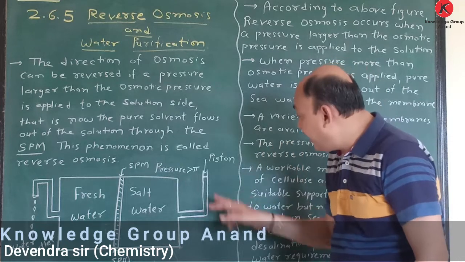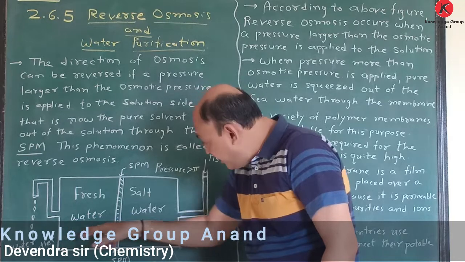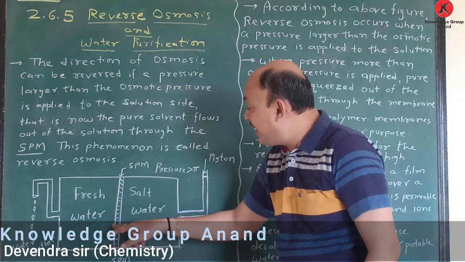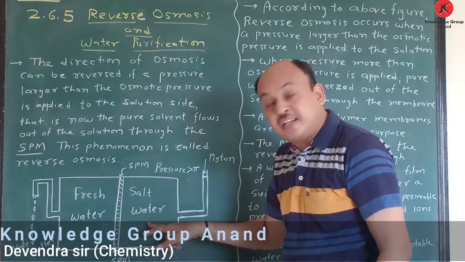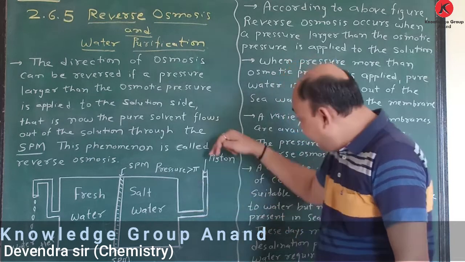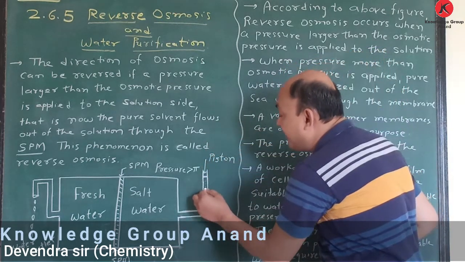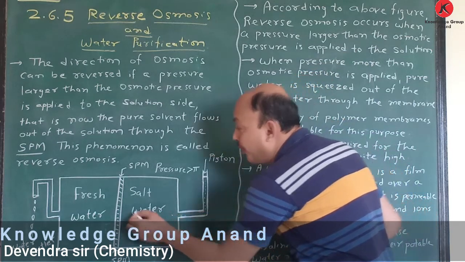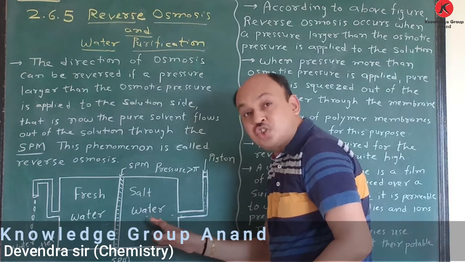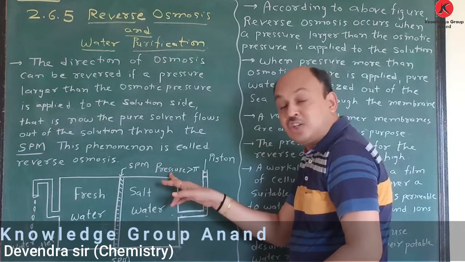Just to understand once again, osmosis is nothing but fresh water being converted into salt water. That means fresh water passes through the SPM into the salt water. So here the flow increases. This flow is decreased by a certain piston. At a time, the flow of water, the solvent, does not stop, but we increase the pressure up to more than the osmotic pressure.